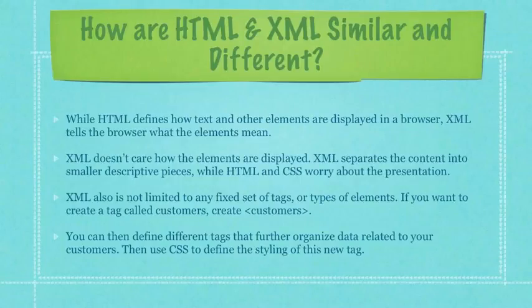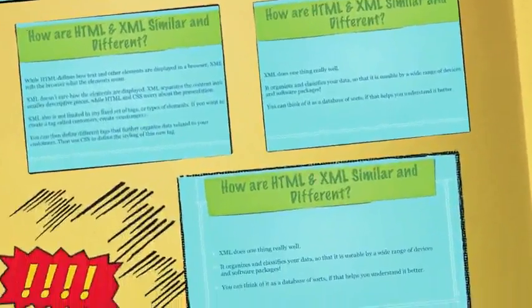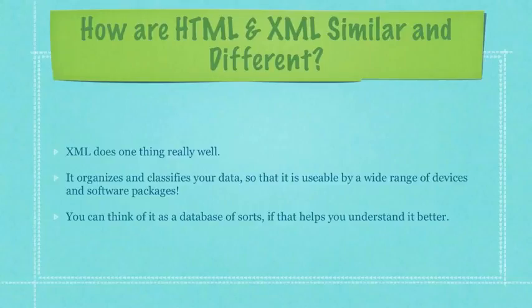XML also is not limited to any fixed set of tags or types of elements. If you want to create a tag called customers, just create a customer tag. You can then define different tags that further organize data related to your customers. Then use CSS to define the styling of this new tag. XML does one thing really well. It organizes and classifies your data so that it is usable by a wide range of devices and software packages. You can think of it as a database of sorts if that helps you understand it better.